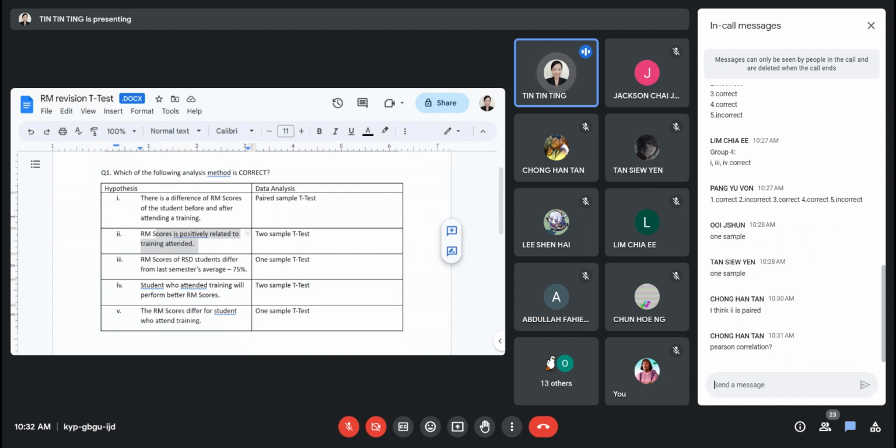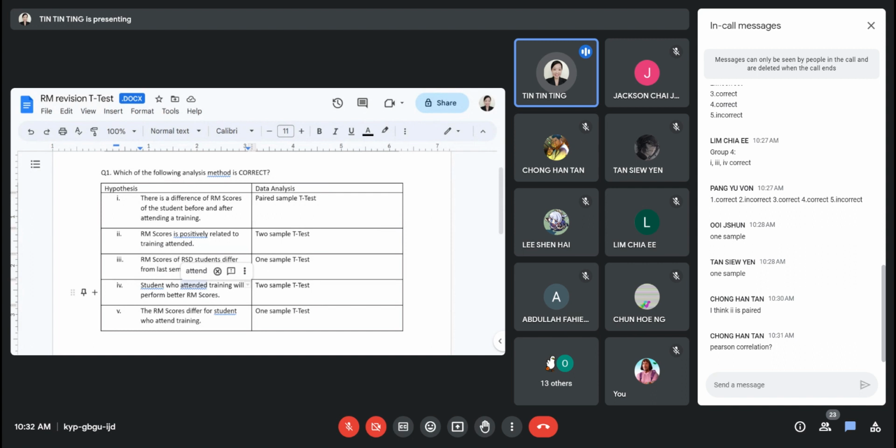Okay, let's move on. The RM score of RSD students differs from the last semester average of 75. So we have a standard of 75%, one sample t-test. Correct? This is correct.